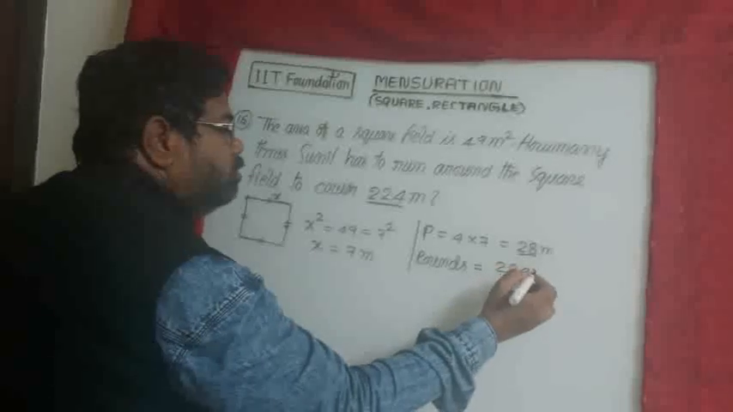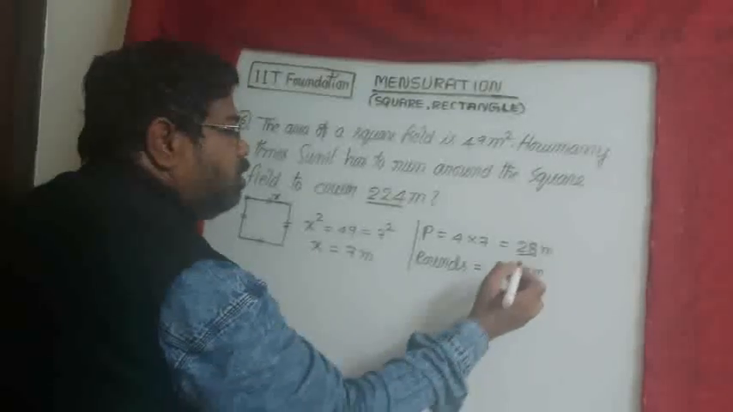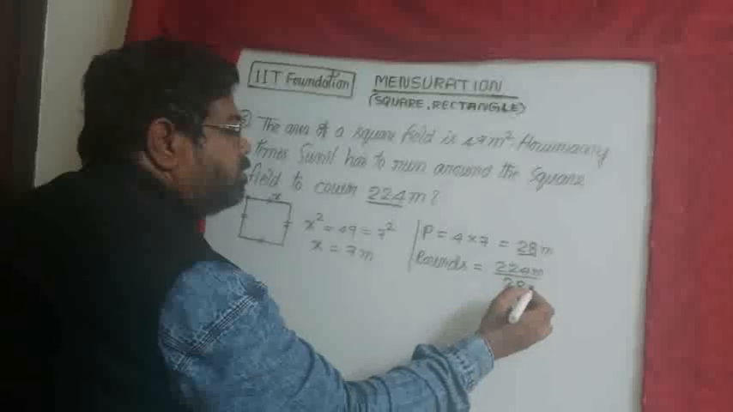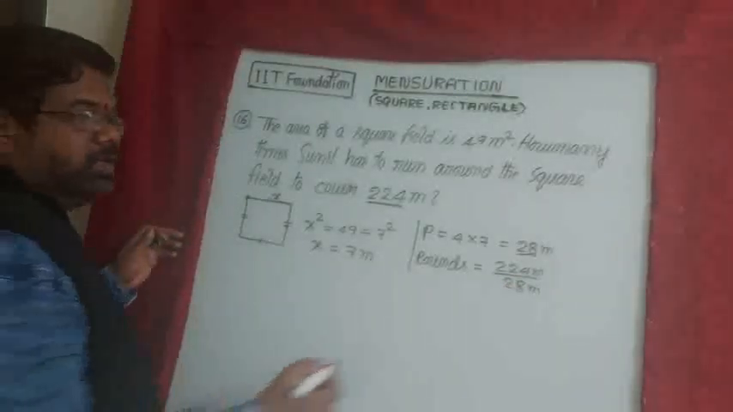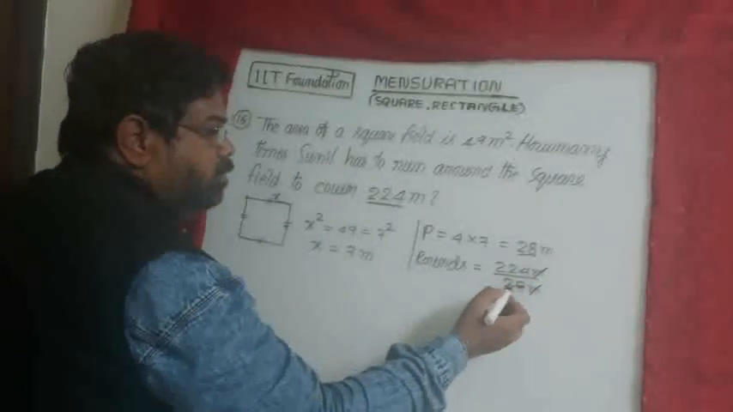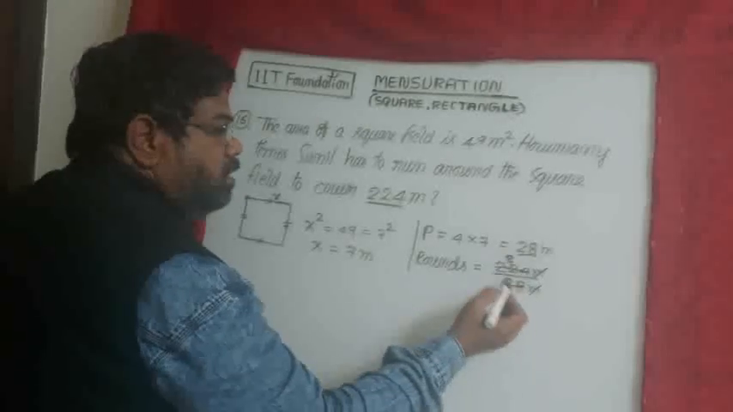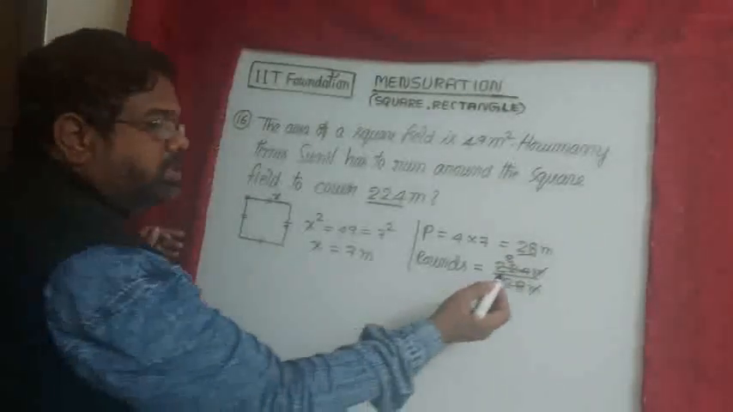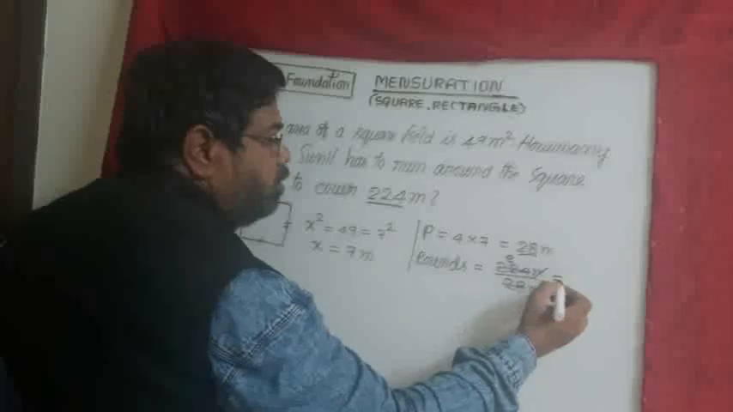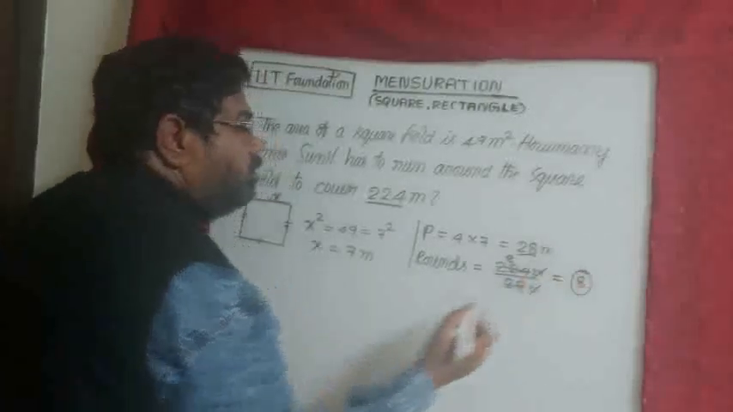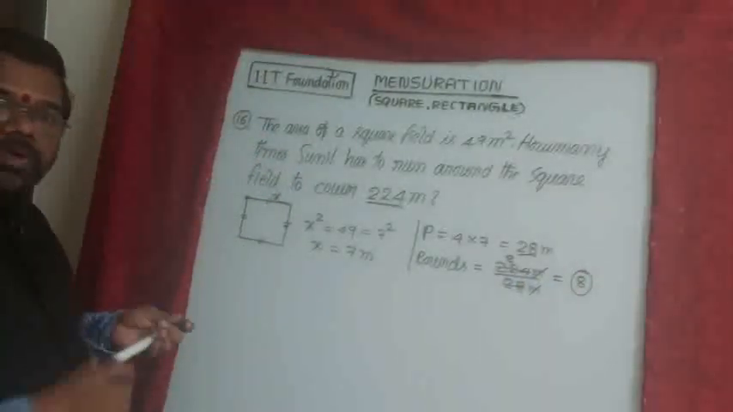So he has to cover 224 meters, divided by 28 meters for one round. Meter and meter get cancelled. 28, the 8 gets cancelled. 8 into 64, 8 to the 16 plus 6, 22. So how many rounds does he have to cover? 8 rounds.